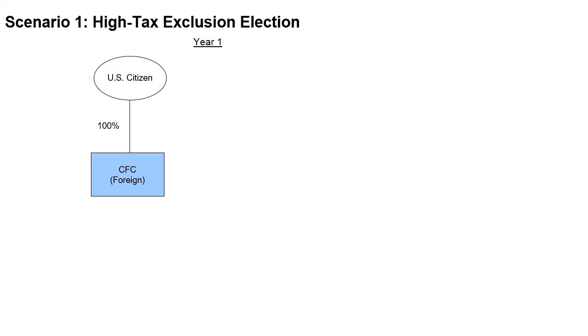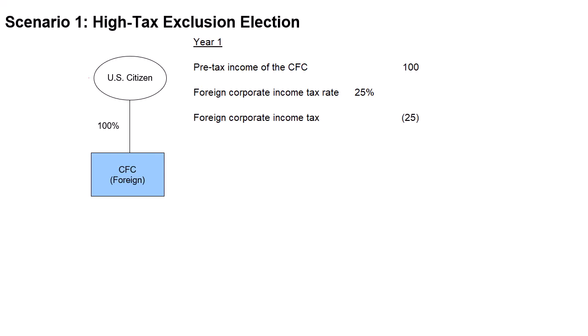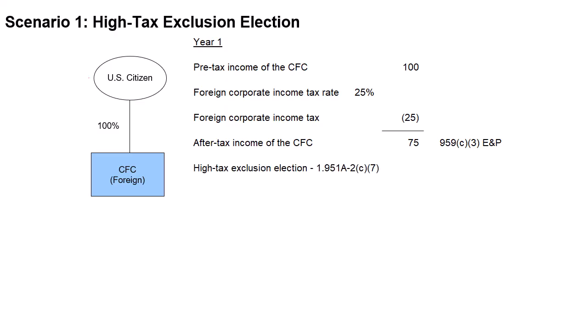In year one, the CFC has pre-tax income of 100. The foreign corporate tax rate is 25%, so the foreign corporate income tax is 25. The after-tax income of the CFC is 75. Assuming no inclusion, it is categorized as 959(c)(3) E&P. 959(c)(3) means non-PTEP. The shareholder makes a high-tax exclusion election, and so there's no inclusion in year one.